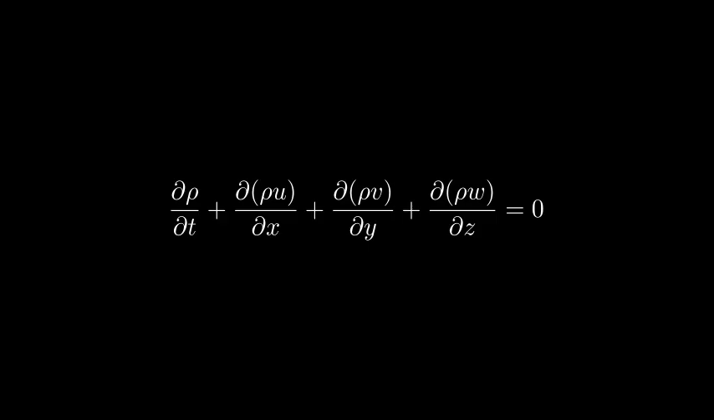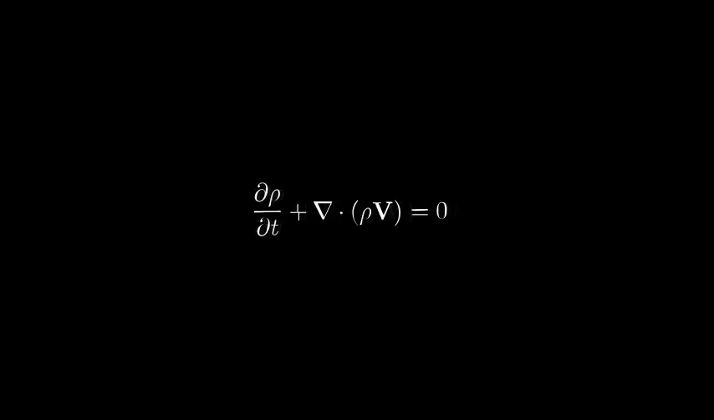This leaves us with the most general form of the continuity equation for any fluid, compressible or incompressible, steady or unsteady. Notice the pattern of derivatives: ∂/∂x, ∂/∂y, ∂/∂z. This is precisely what the divergence operator, del dot, represents when applied to a vector field. We can make this even more compact using vector notation.